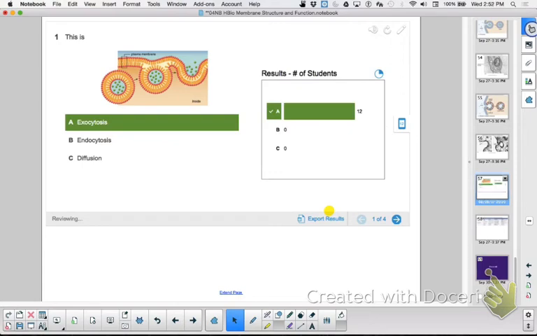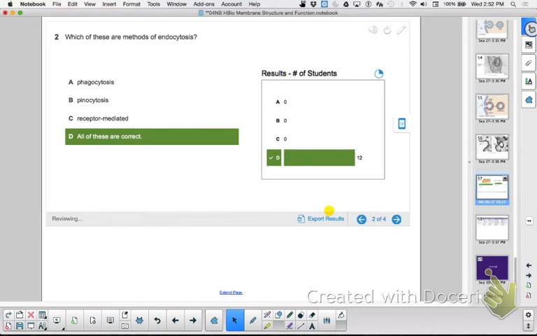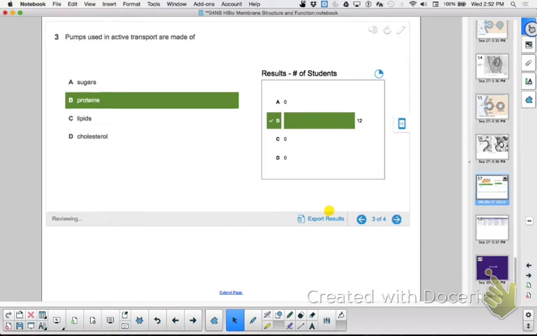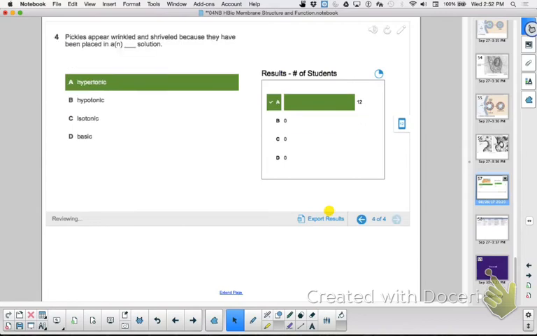Yay! I'm so proud of you. That's 2. Another one. All of these are endocytosis. Yay! Good job, you guys. I'm so proud. Oh, sorry, we have 8.